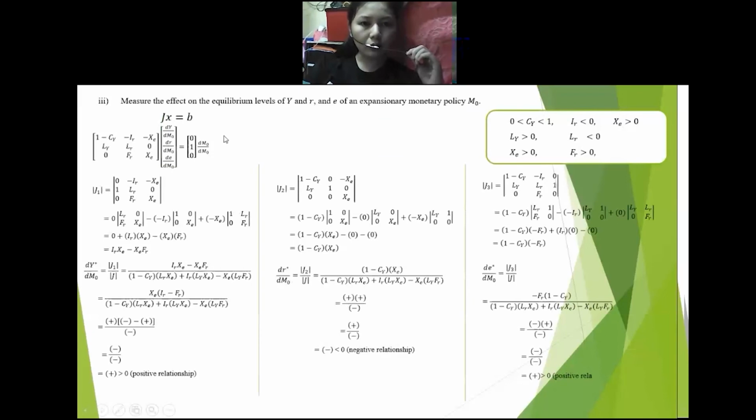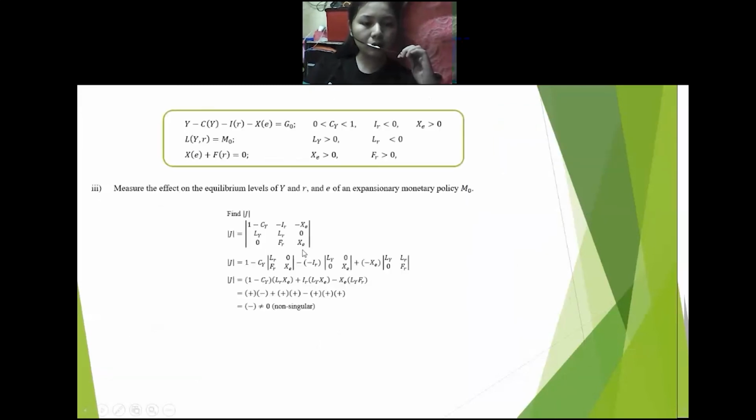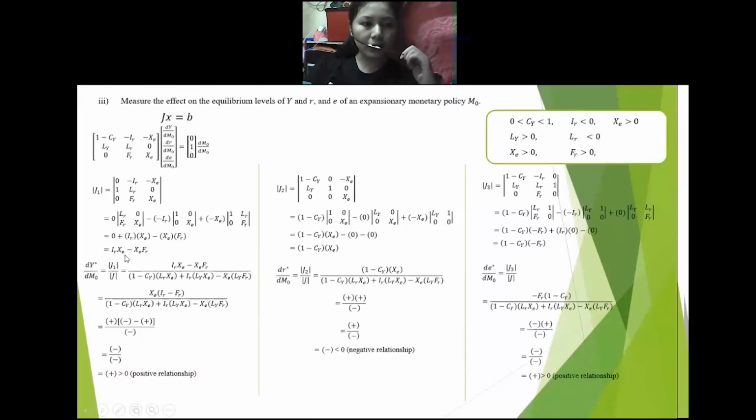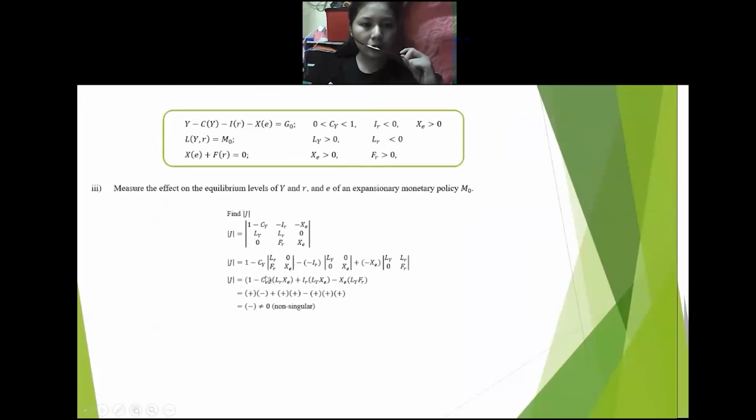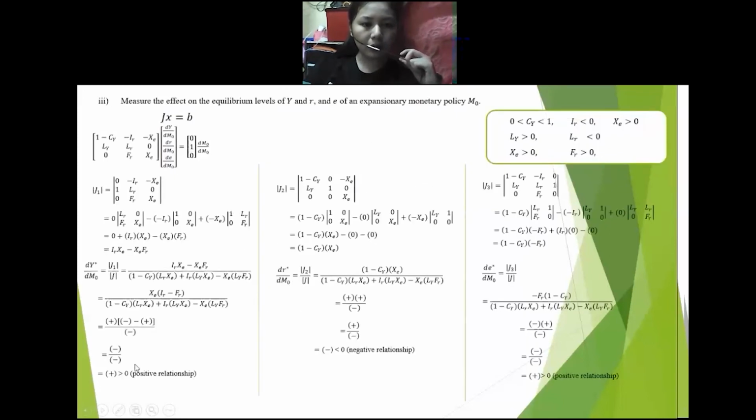And then to find the effect on Y if monetary policy happens, first we have to, by using Cramer's rule, put P into the first column to find the effect on Y. Then by using the same way with this one, we will get the determinant is Ir XE minus XE Fr. And then to find the effect, J1, this one divided by the Jacobian determinant, which is this one. Then we will get the positive relationship between Y and M now.